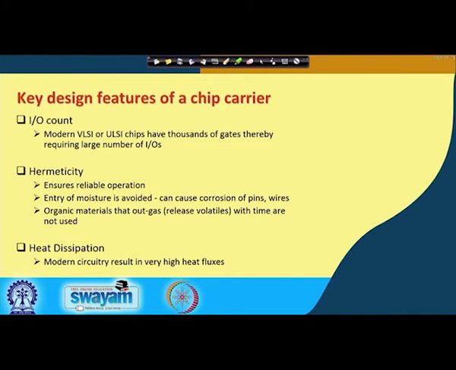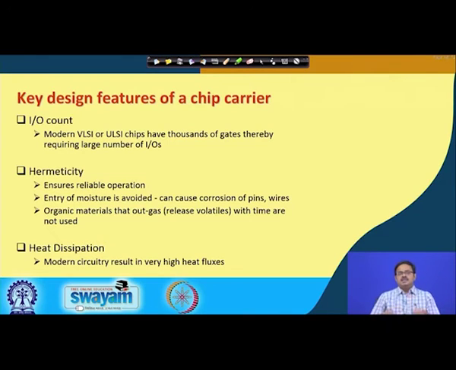So, now that we know what a chip carrier is and what it is supposed to do, what are the key design features of a chip carrier? The first is the IO count. Modern VLSI chips have thousands of gates, thereby requiring a large number of IOs. Not just thousands, I would say today there are millions of gates. So, there is a large number of IOs, sometimes in the thousands. The chip carrier should have the capability to accommodate this high number of interconnections.